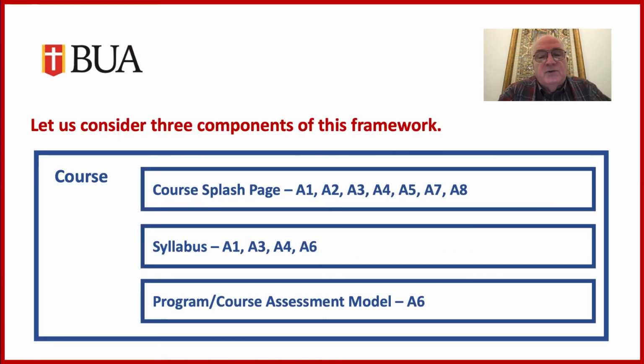Now, let us consider the 3 components of this framework just a minute. If you develop a good splash page with the issues that I shared with you, then you should address A1, A2, A3, A4, A5, A7, and A8. Your syllabus, at a minimum, I assure you, will address some of the other ones, but it will include definitely A1, A3, A4, and A6. And of course, by providing the program course assessment model in the appendices, you're also covering Substandard 6.